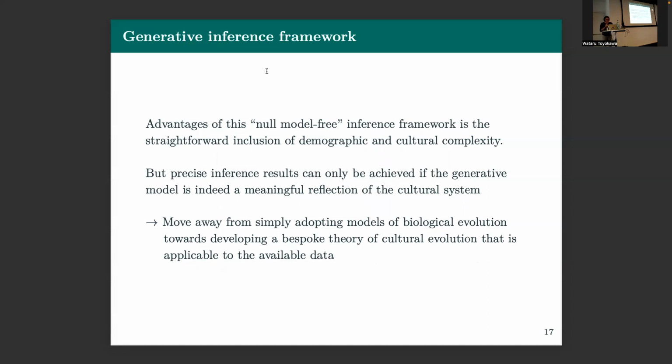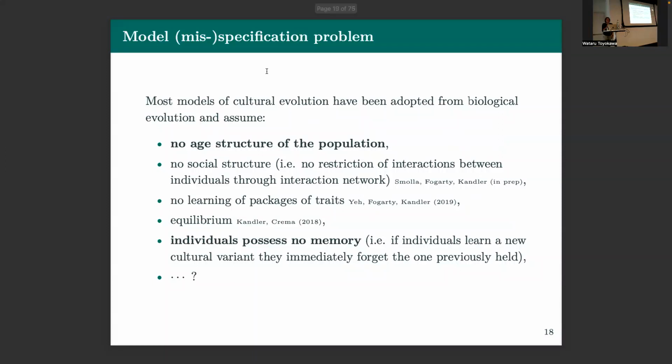cultural system? Most models of cultural evolution have been adopted from biological evolution, and they assume no age structure, no social structure, no learning of packages of traits. So traits are usually assumed to be transmitted independently of each other. They assume an equilibrium assumption. They assume that individuals possess no memory. And the list can go on and on and on.